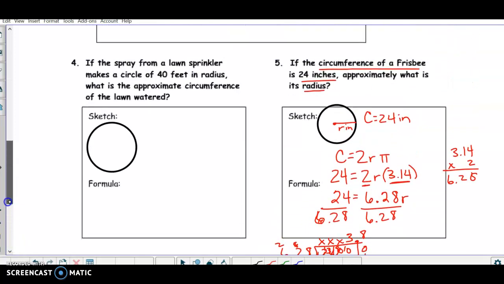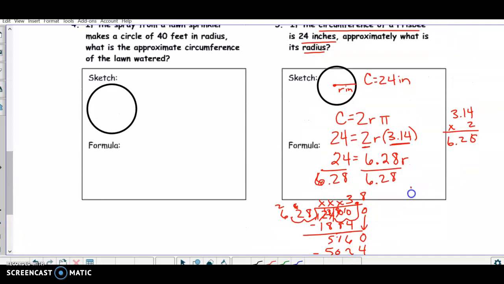It would keep going, but we're going to stop there, and we're going to say the radius is about, because we don't have an exact answer, so we'll use a squiggle equals 3.8 inches. And that will be good enough. You can round to the nearest tenth. So be aware, all of those rules that we learned on solving equations, we can apply to our geometry here.